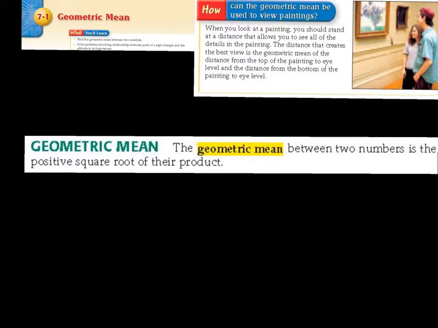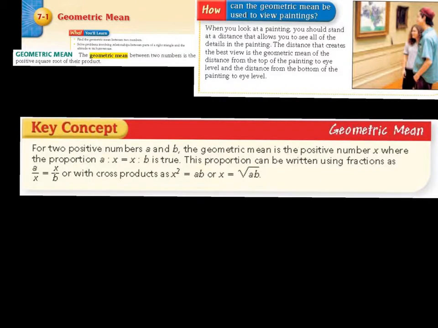The geometric mean between two numbers is the positive square root of their product. Here's a more formal definition. For two positive numbers a and b, the geometric mean is the positive number x where the proportion a is to x as x is to b is true. This proportion can be written using fractions, a is to x as x is to b, or with cross products as x squared equals ab, the product of the means equals the product of the extremes.